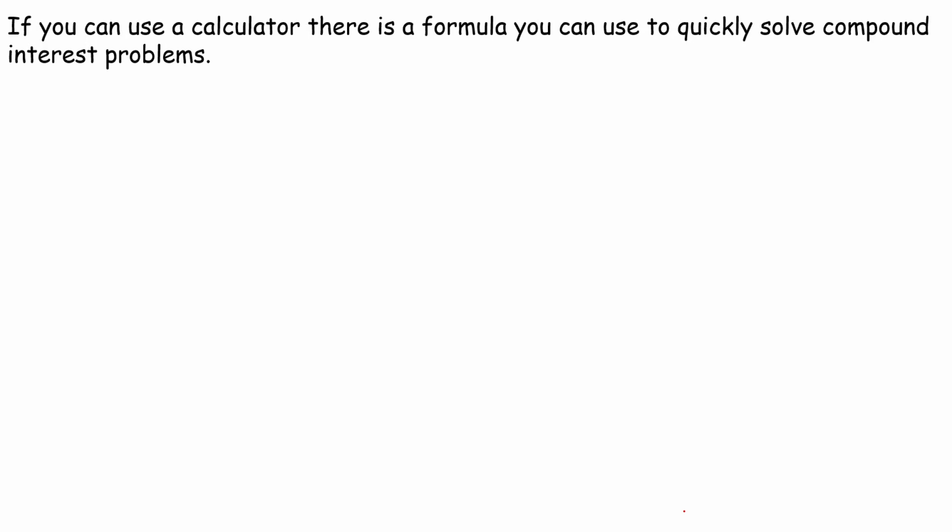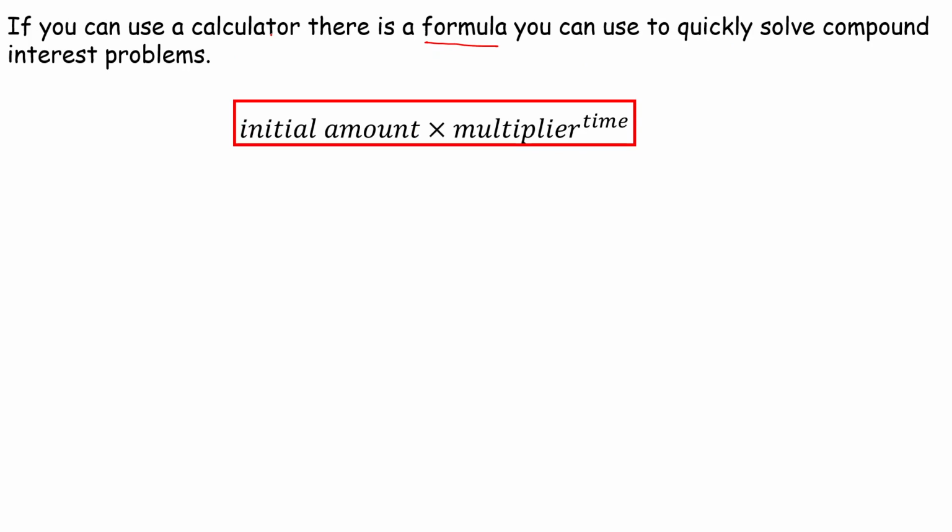We can also use a calculator and use a formula to help us quickly find and solve compound interest problems. They give you another formula in the formula booklets, but it's not particularly user-friendly. Basically, the formula is your initial amount times your multiplier to the power of time.